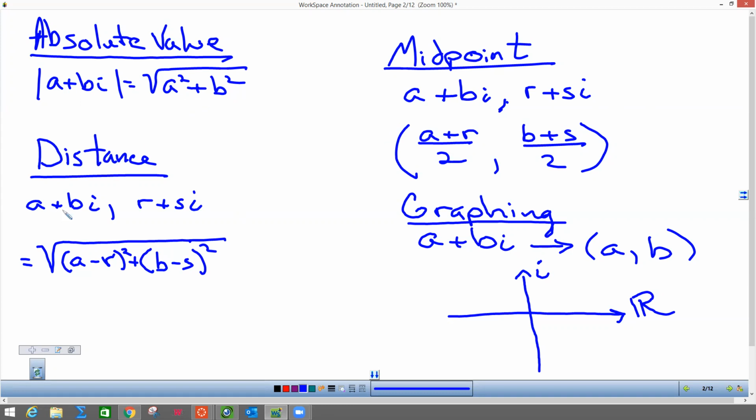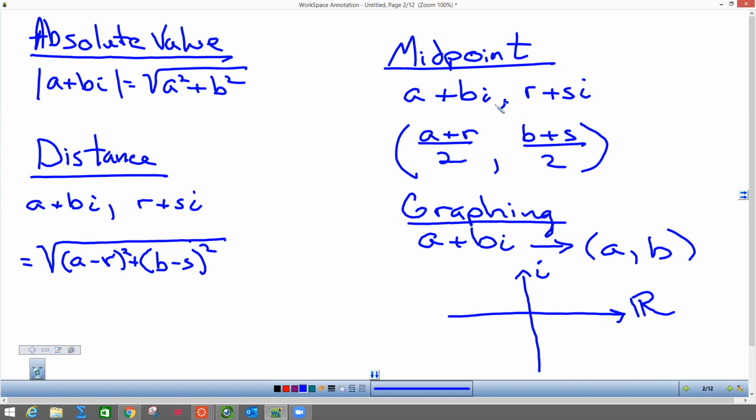Okay, and then the distance between two complex numbers is exactly the same thing. Now, I put r and s here because you can use any variables you want. These are just two complex numbers right here. And it's going to be just like before. If you have x1, y1, x2, y2, and you plug those in where the a's, the r's, the b's and the s are, then this is exactly the same as the distance formula. But they use different letters for this than x and y.